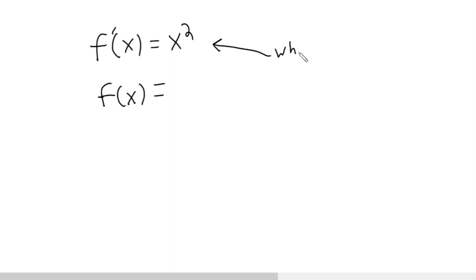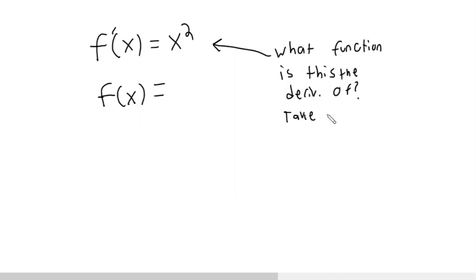So what function is this the derivative of? I'll just say deriv for derivative of. And to find this, we take the antiderivative, or the integral. So we're going to take the antiderivative. And that's really all it means to compute an antiderivative. You do the reverse process.